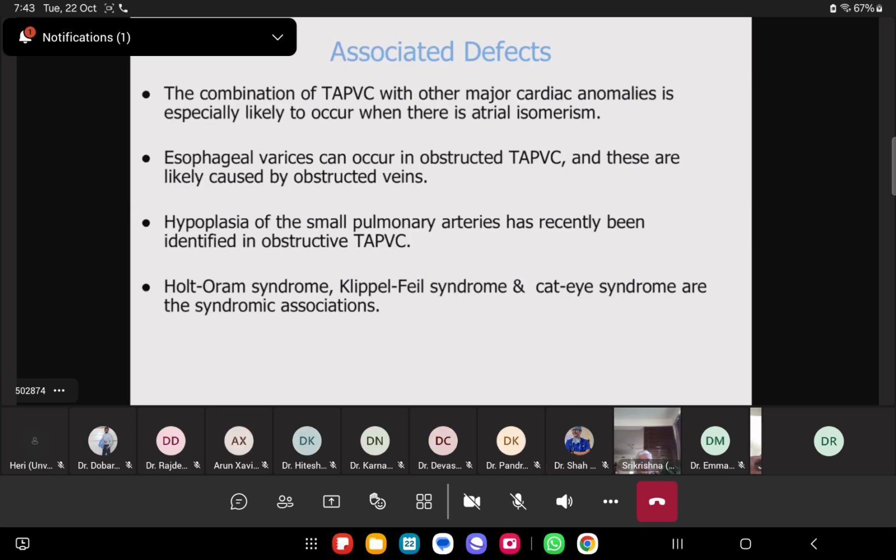Esophageal varices can occur in obstructive TAPVC and are likely caused by obstructed veins. Hypoplasia of a small pulmonary artery has recently been identified in obstructive TAPVC. The syndromic associations include Holt-Oram syndrome, Klippel-Feil syndrome, and Gatti syndrome.